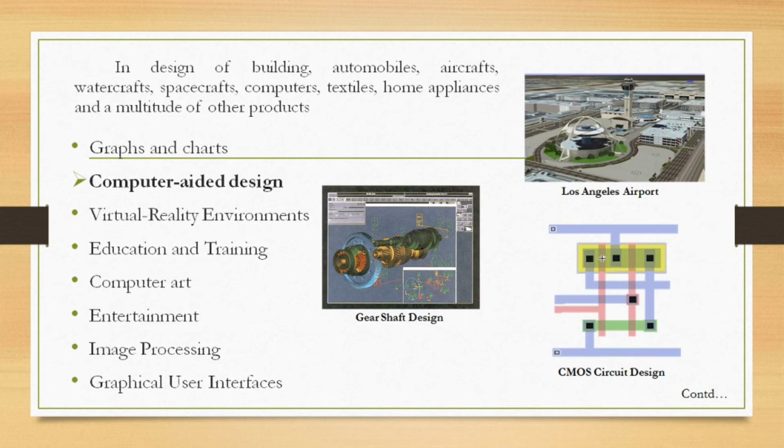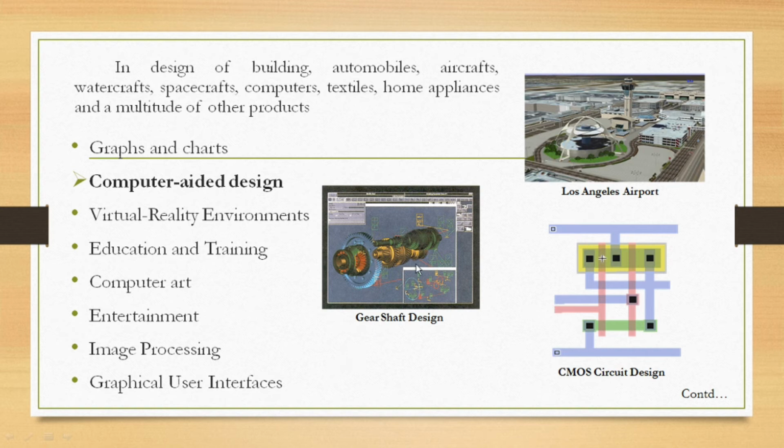Next we have computer aided design, that is CAD. Using this CAD we can design n number of products. Computer aided design can be used in the design of buildings, automobiles, aircraft, watercraft, spacecraft, computers, textiles, home appliances and a multitude of other products. Before you create the real device, prior to that it has to be designed, and that designing you can do with the help of computer aided design.